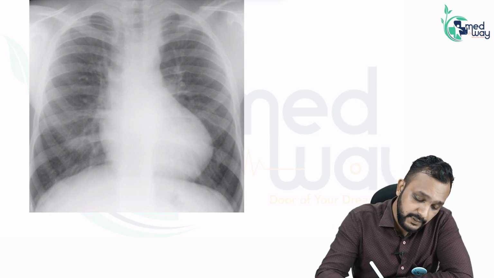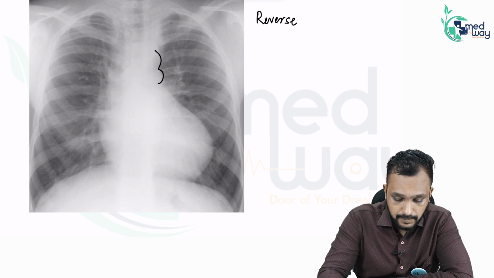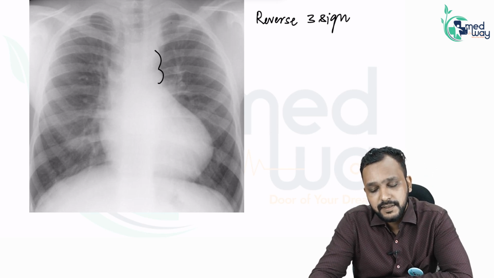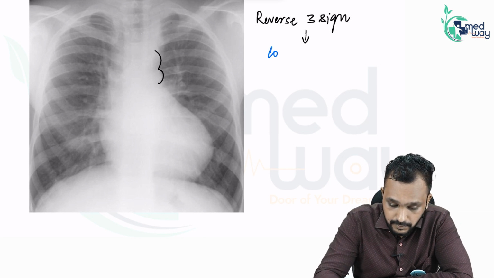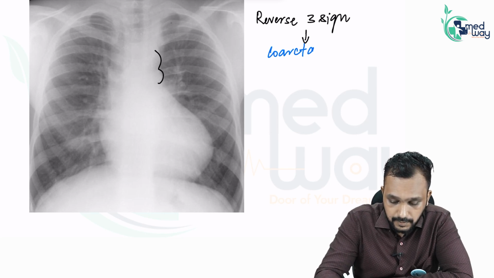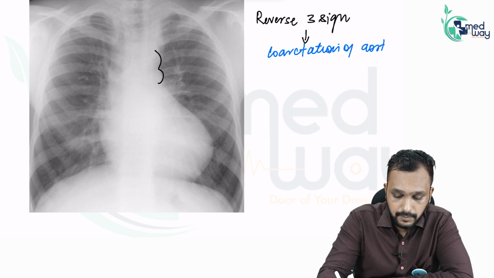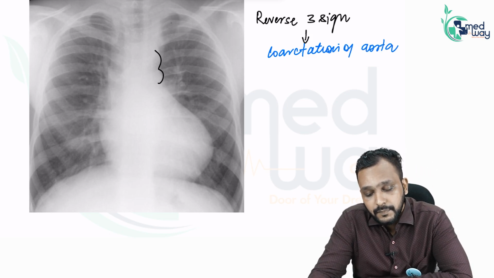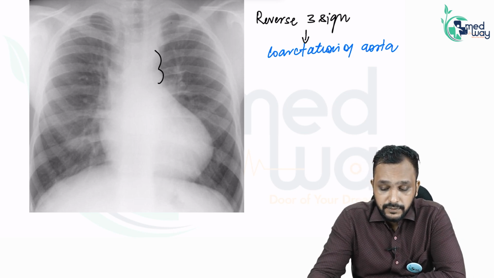Now here in this image, what are we able to see? So this is the reverse 3 sign. So guys, can you tell me this reverse 3 sign is seen in patients with coarctation of aorta, right? So what happens in coarctation of aorta?